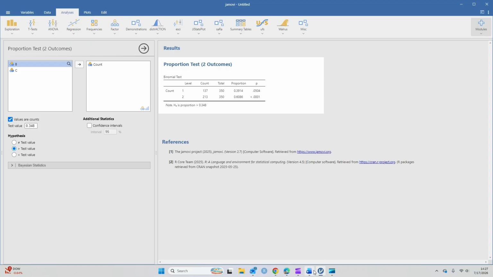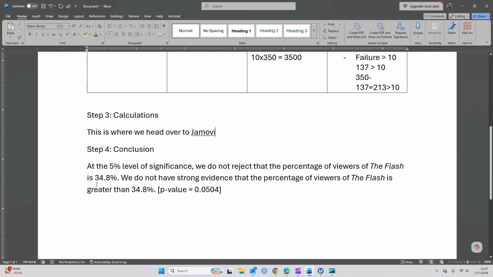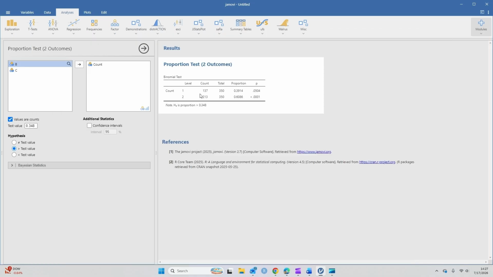I can go back here and then we can say at the 5% level of significance, we do not reject that the percentage of viewers of the Flash is 34.8% because we do not have strong evidence. This is the easiest way to do it.